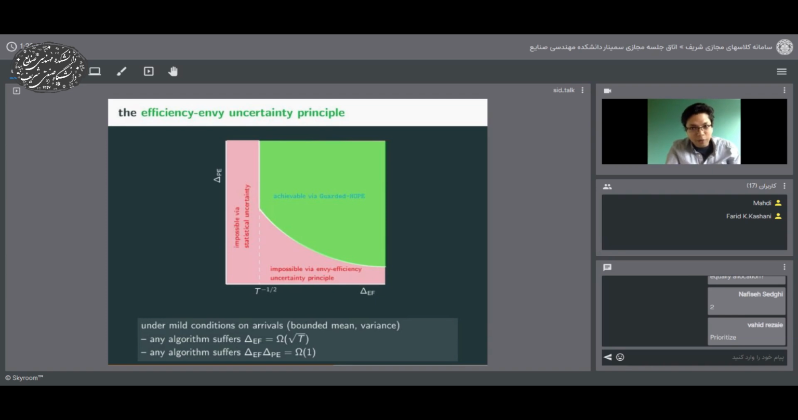The positive result, which is what we're more excited about, is that everything outside this region is actually achievable. There's a very simple policy called guarded hope, and I'll try to briefly talk about this. Every point in the envy-efficiency uncertainty trade-off can be achieved by a particular version of this algorithm.